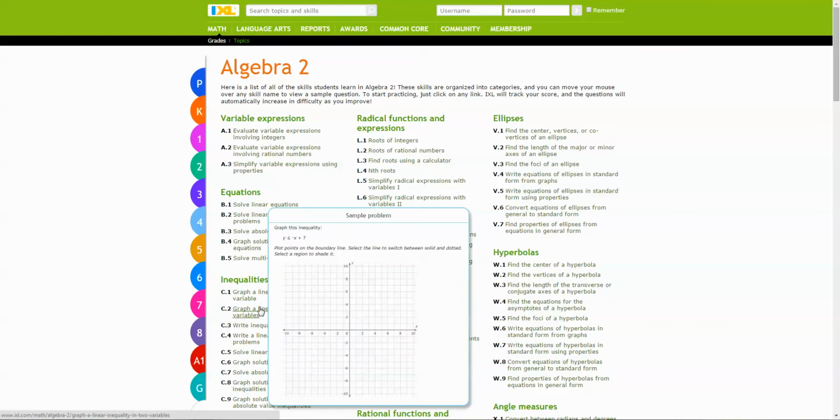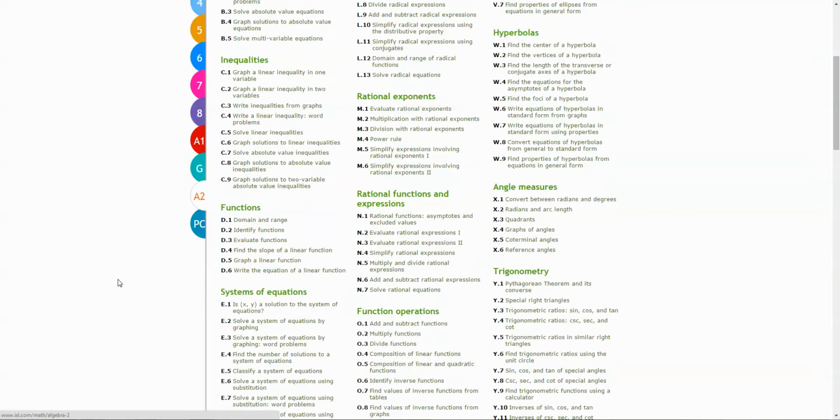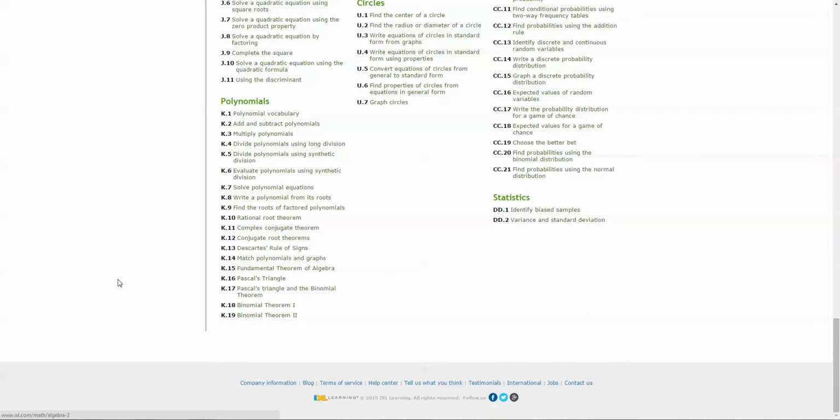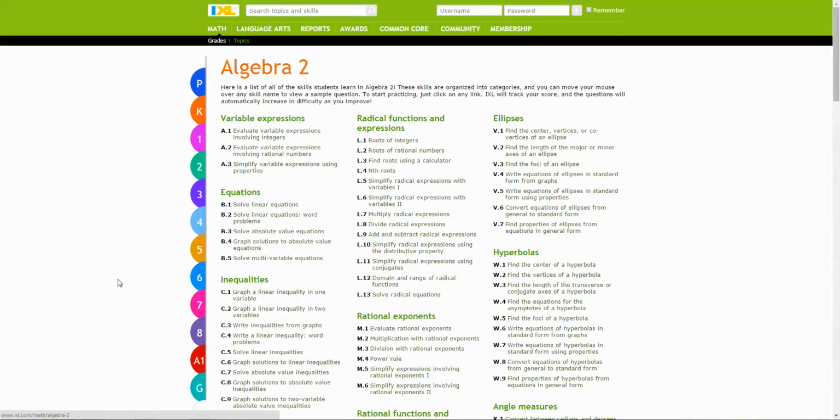So let's just look, for example, at Algebra 2. The amount of topics is enormous, which is a definite bonus. This is just Algebra 2. And if you looked back at all of those different grade levels and courses, that would lead to a lot of different types of problems that we can look at.